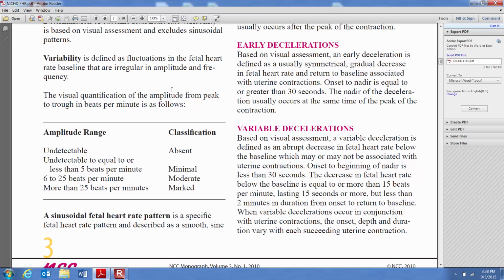If your line of variability, your fluctuations in those variations in the heart rate, if they're undetectable, if it's like a flat line, then your variability is absent. So you would say, my baseline heart rate is 110 with absent variability, okay? Absent variability means your baby is not oxygenated and it needs intervention.